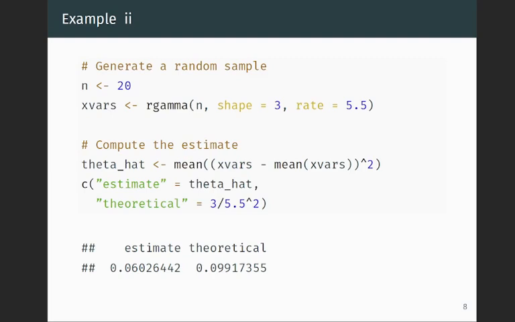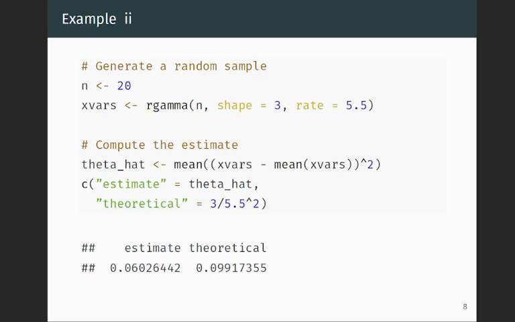And so the first thing we'll do is compute the estimate theta hat. So the one that was on the left, which was the sum of the squared differences between the x's and the sample mean x bar, and then divided by n. We can get this by using the mean function, which of course will always divide by n. And so we get an estimate of the variance. We're calling it theta hat. And then we can compare this to theta, which we actually know because we know what the theoretical variance is for a gamma distribution. In this case, it's the shape parameter divided by the rate parameter squared.